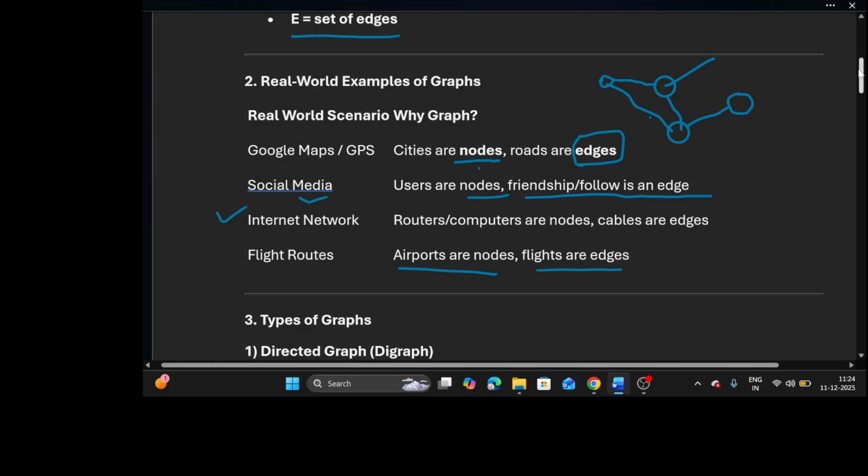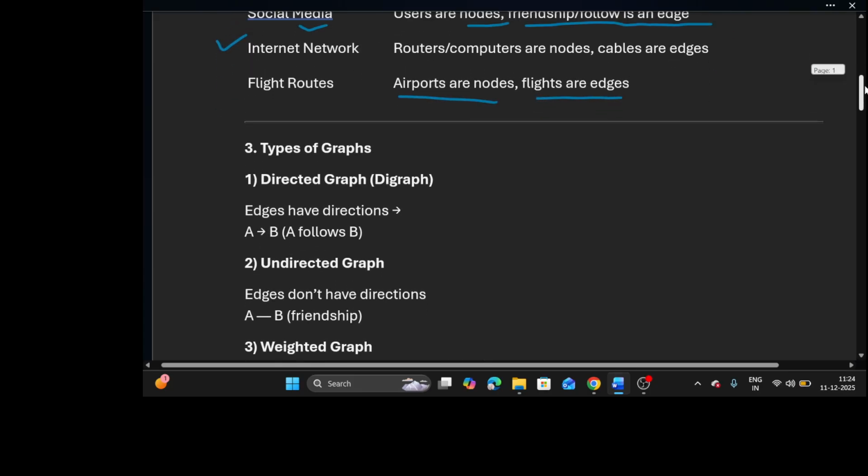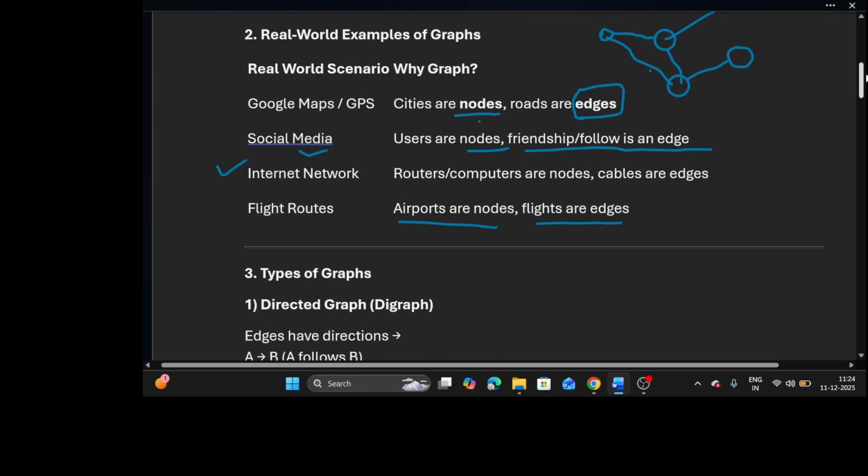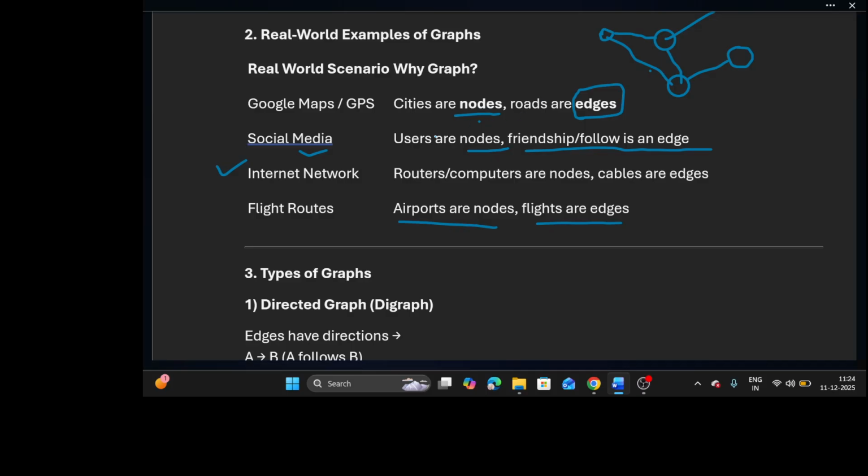Everyone can understand easily. So, why do we need graphs? Because we use graphs in many real-world situations. You can see Google Maps, social media, internet network, and flight routes. That's why we use graphs, where many objects are connected to each other.